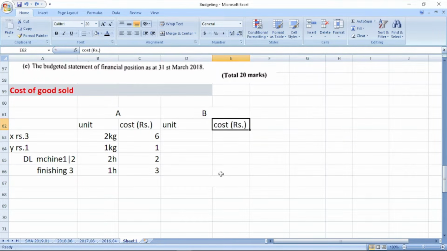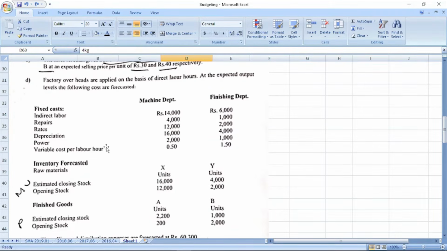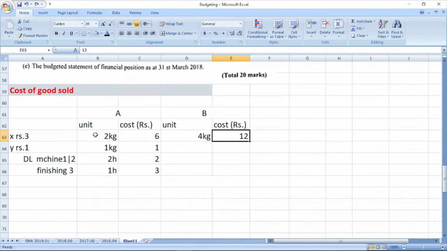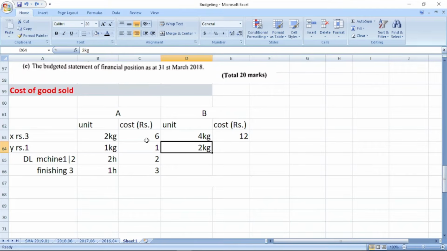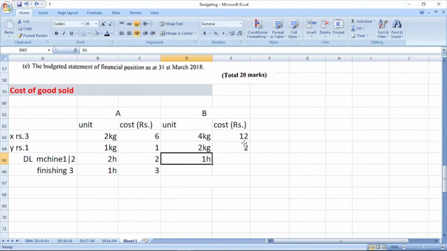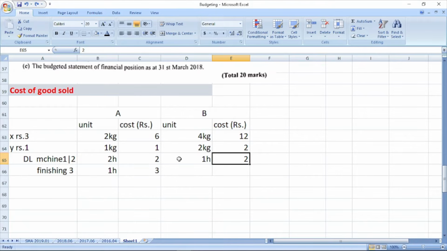Next, we will see product B. X material, 4 units, so 4 into 3, it is 12, and in Y material we need 2 units to produce 1 B, 2 into 1 rupee, it is 2. And direct labor machine they mention 1 hour, at 2 rupees per labor hour for B. So 2 into 1, it is 2. And finishing department, we need 1 hour. So 1 hour into 3, it is 3.